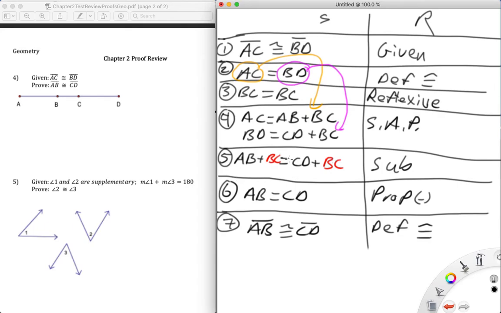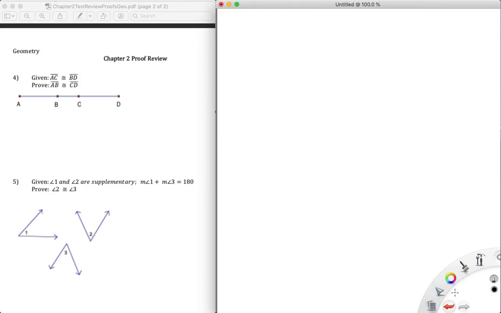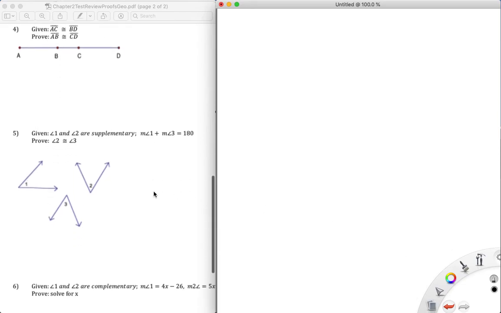So AB plus BC is equal to CD plus BC. I can subtract BC out and say that AB is equal to CD, subtraction property of equality. And lastly, I can say that if they're equal, then they're congruent. Segment AB is congruent to segment CD. Definition of congruency. That was proof number 4. Okay, proof number 5.